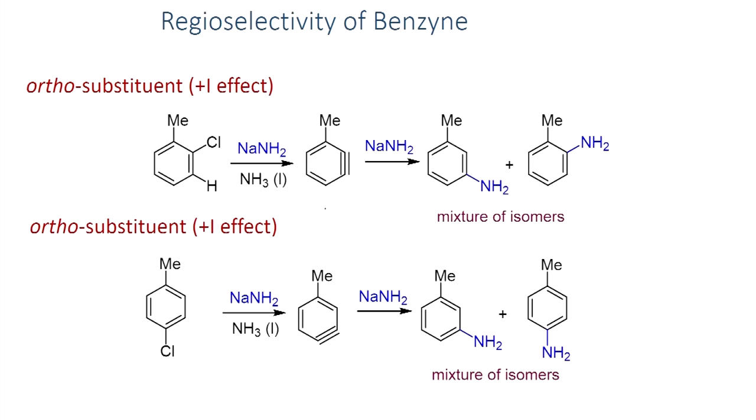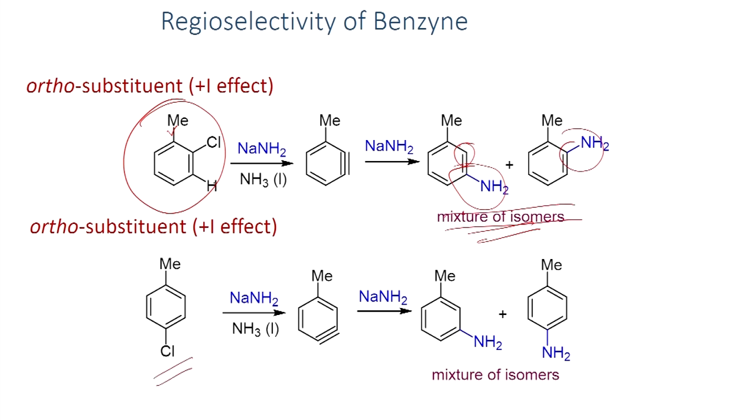Here some more examples are shown. Now let us look at this 2-chlorotoluene substrate. Just as we have seen where you have the oxygen which is electronegative, here the methyl can only donate electrons, it cannot take electrons. This is a plus I effect, and in this case when you react with sodamide in liquid ammonia, you will be able to get a mixture of compounds. The amination takes place at the meta as well as the ortho position, you can get a mixture of these compounds.